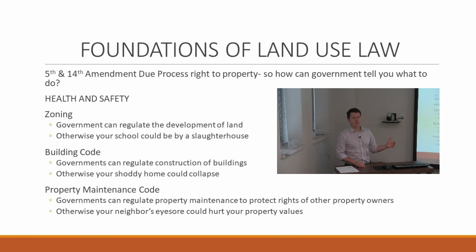So zoning is a big part of land use law. The government can tell you where you can develop things, can tell you you're not allowed to use a parcel of property to do something on it. An example is you could otherwise have a school right next to a slaughterhouse, or a factory emitting pollutants right in a residential neighborhood. There's a reason why the government is allowed to separate these zones out.